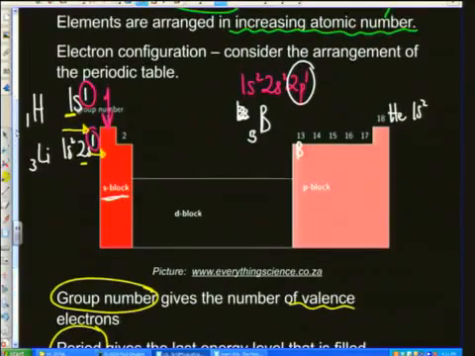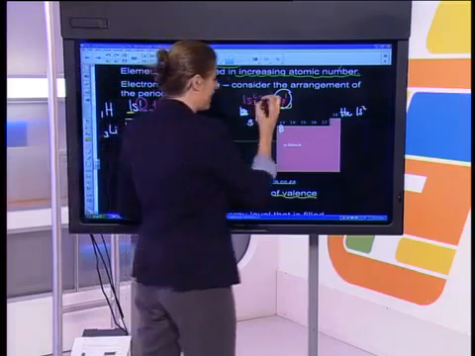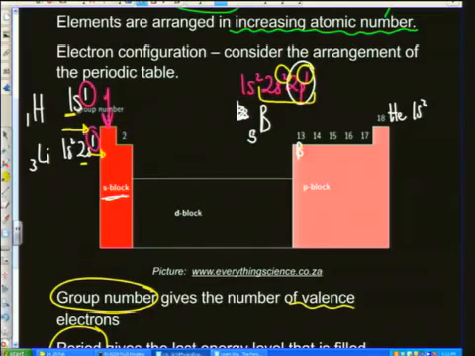Group 1 will have 1 valence electron. But hold on here, what about this one? Well, it's got 1 there, but 2 here. And this whole section would be the second energy level, which is, for boron, the final or last energy level, outermost energy level. And what does it have? It's got 2 plus 3, which is giving us the third group, or group 13.